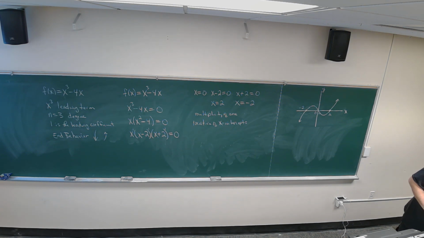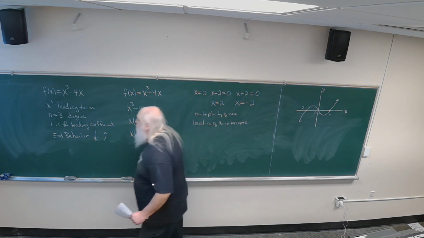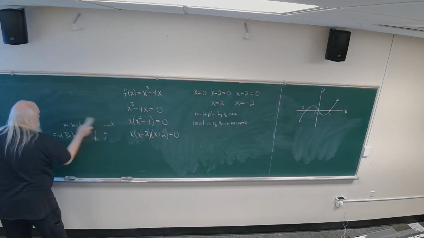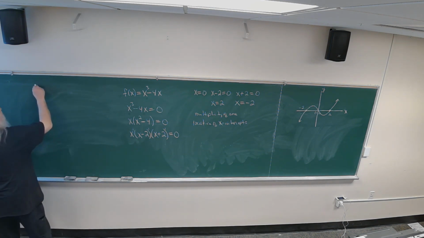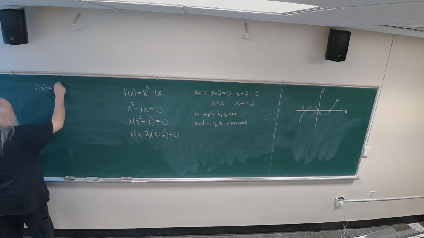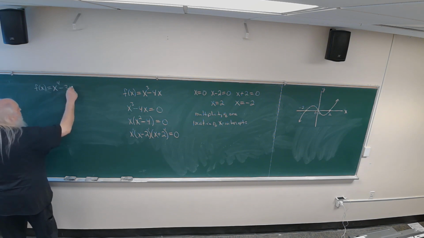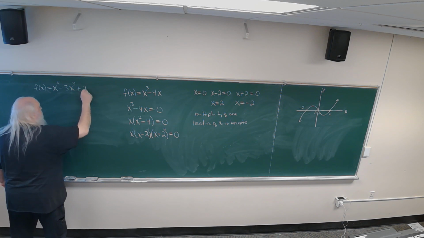We're going to sketch the approximate polynomial function f of x here. So we have to repeat what we've already done. We have f of x equals x to the 4th minus 3x cubed plus 2x squared.